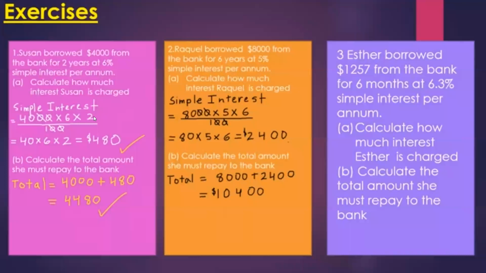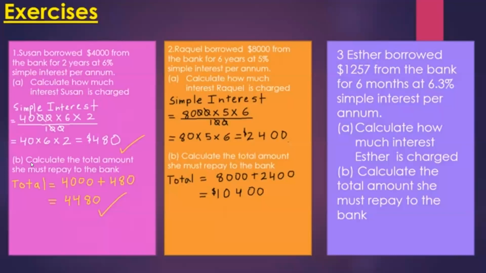Because that's how long it was, so 2 years. You have to multiply that. So now it's 4,000 times 6 times 2 over 100. First you would cancel out the 2 zeros on the 4,000, which makes it 40 times 6 times 2. Then you would multiply 40 times 6, which gives you 240. And then you multiply that by 2, which gives you 480. Good. And that's the simple interest.